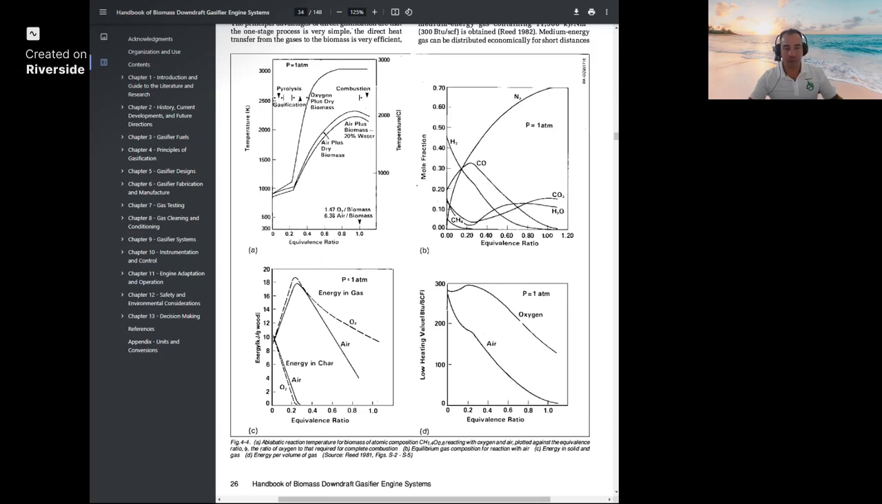The x-axis of these charts is the equivalence ratio. The equivalence ratio compares the amount of oxygen supplied to the amount required for the complete combustion of the fuel. That's what it stands for.